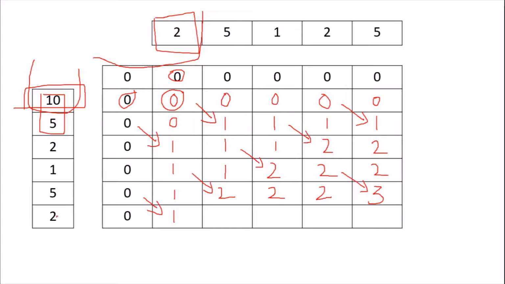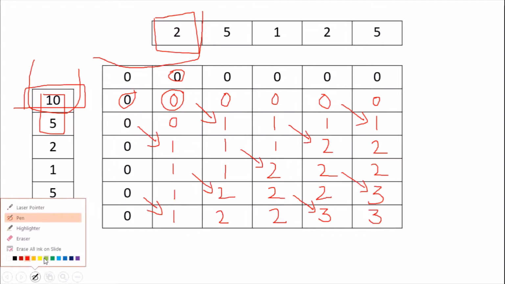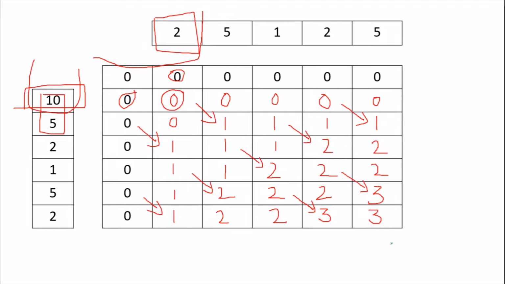So now 2 and 5 are not equal, we take max of this and this, that is 2. 2 and 1 are not equal, we take max of this and this, that is 2. Now 2 and 2 are equal, we take this and add 1 to it and store it here. And now 2 and 5 are not equal, so whatever is the max of 3 and 3 will be stored here. So after filling this DP matrix, this will be our length of longest common subsequence.